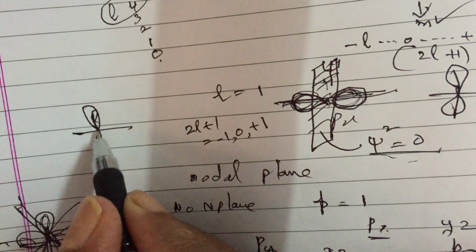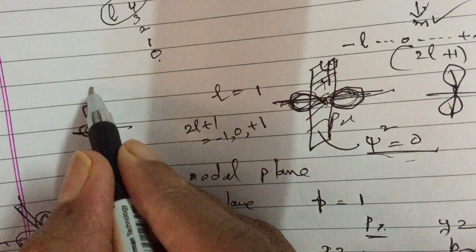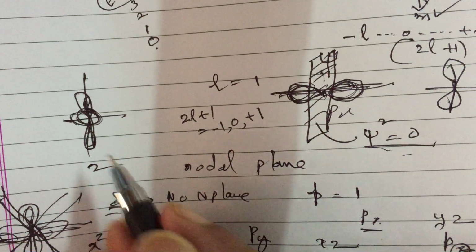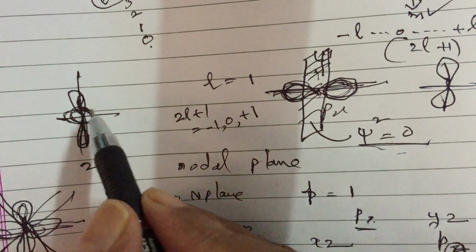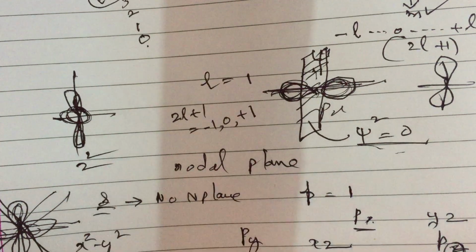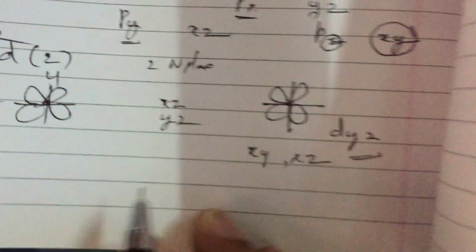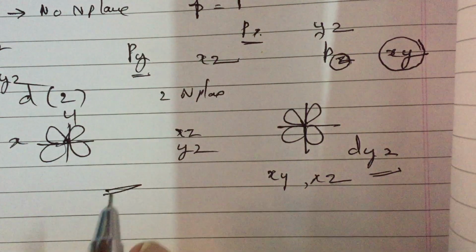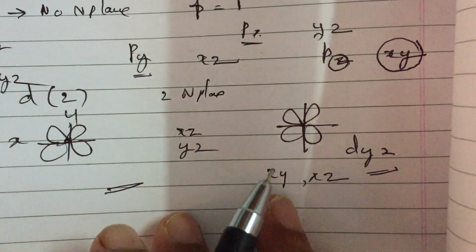Mind you, the dz square orbital has a totally different shape. The dz square orbital, which extends along the z axis with a ring, also has two angular nodes which are conical in shape. So, this is the idea that the number of nodal planes is equal to the L value for any d orbital. That is very important.